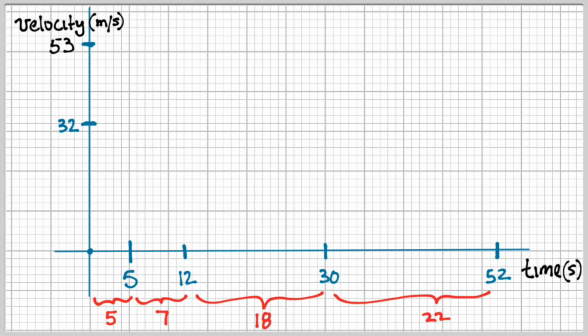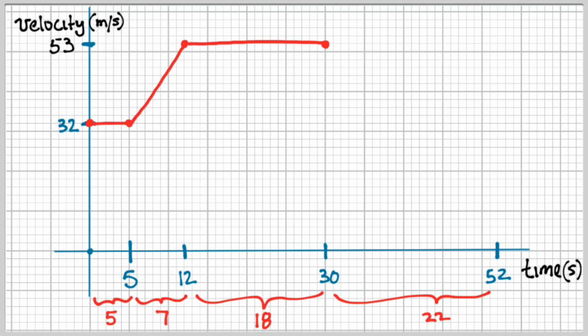So now to make our graph, our initial velocity is 32 meters per second. And we maintain that speed for 5 seconds. And so that will create a horizontal line on our graph that looks like that. Now for the next 7 seconds, we go from 32 to, which we just calculated, 53 meters per second. So that's going to put us right here on the graph. And so our line's going to look like this. So there's our acceleration. Then it says for the next 18 seconds, we maintain that velocity of 53 meters per second. So we're going to be right here on our graph. And there's another horizontal line, which means we have constant velocity.